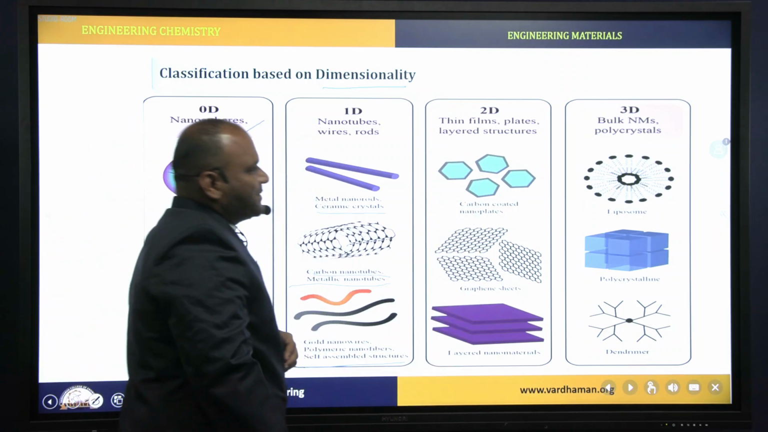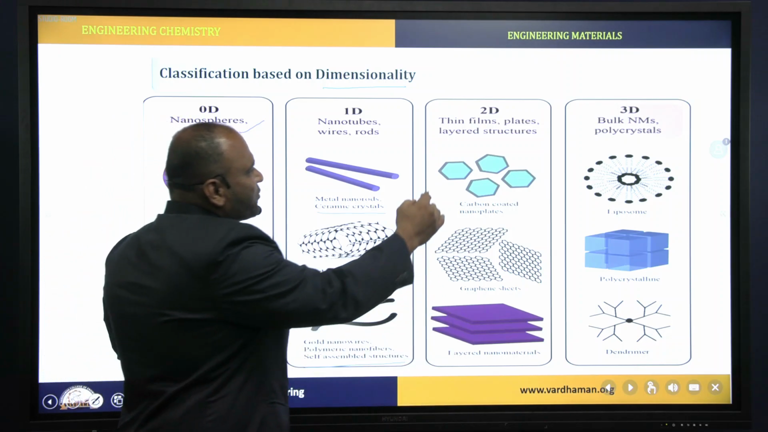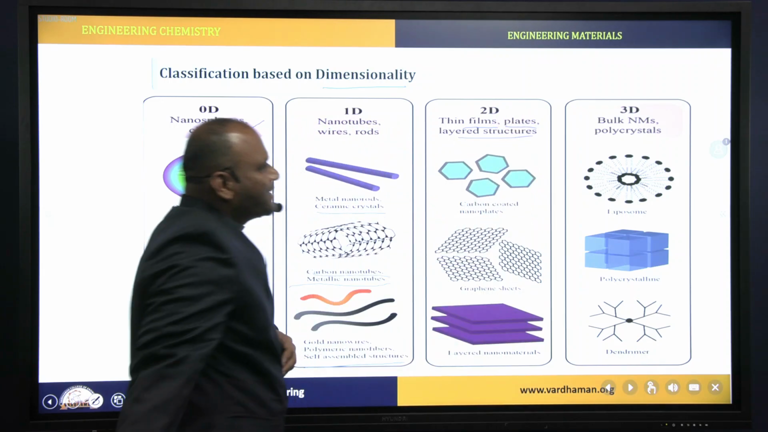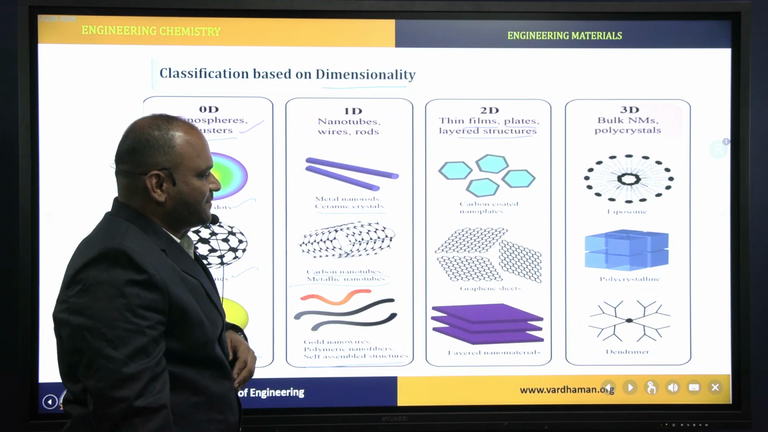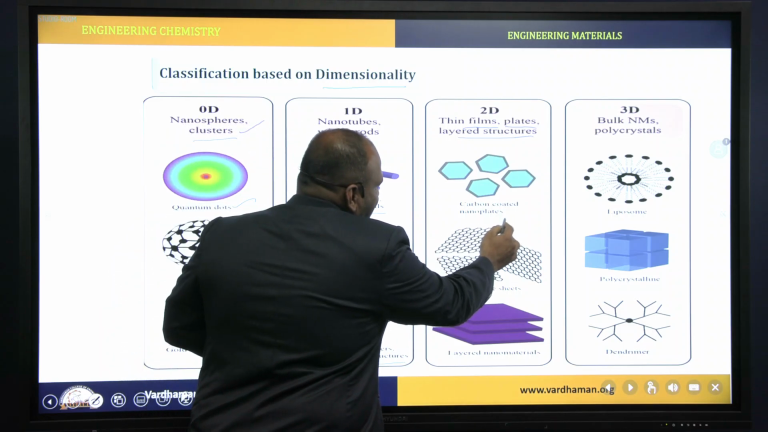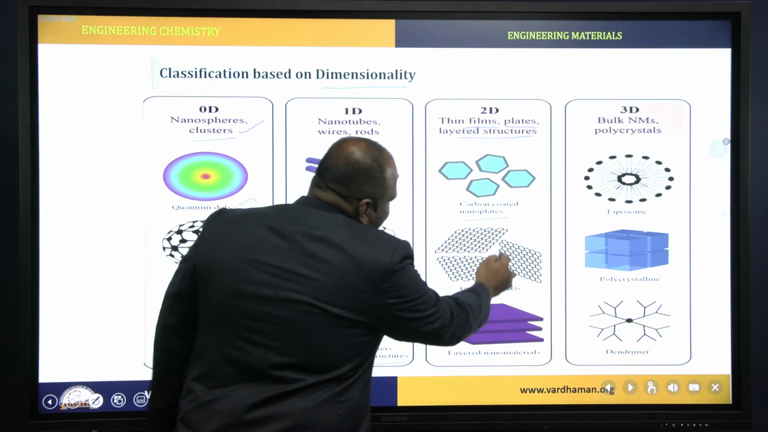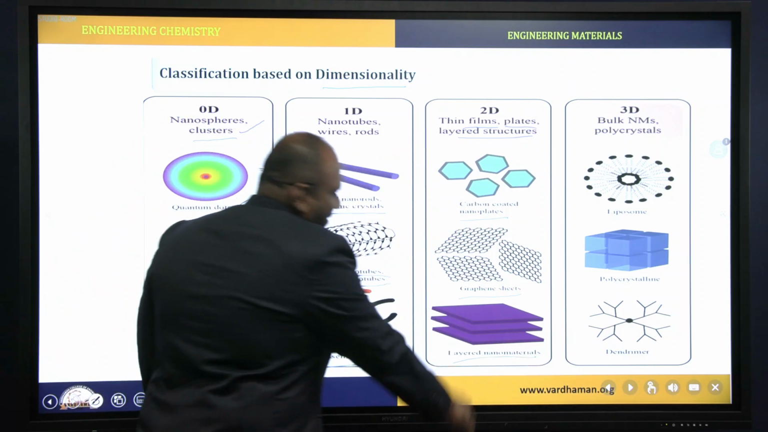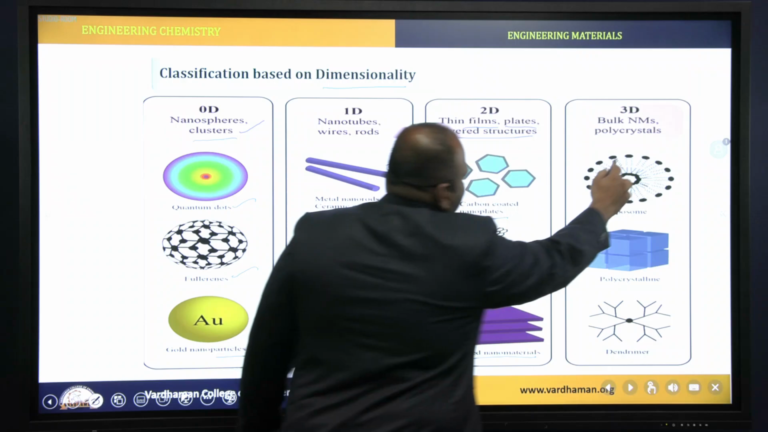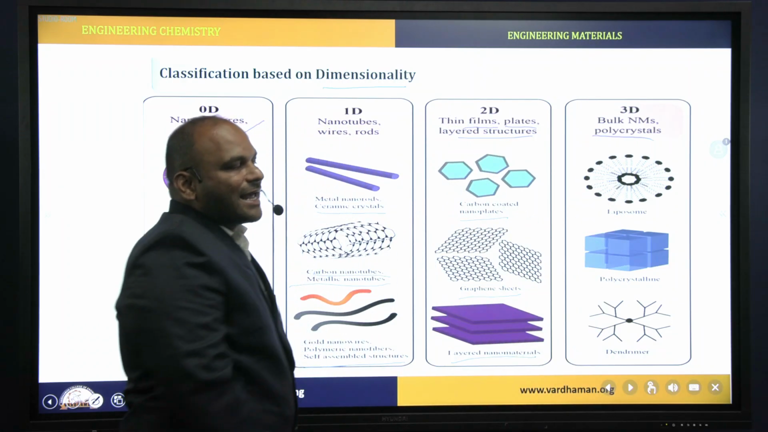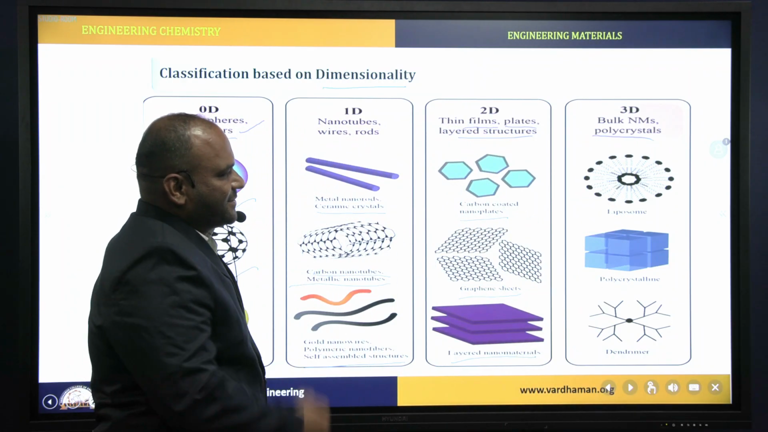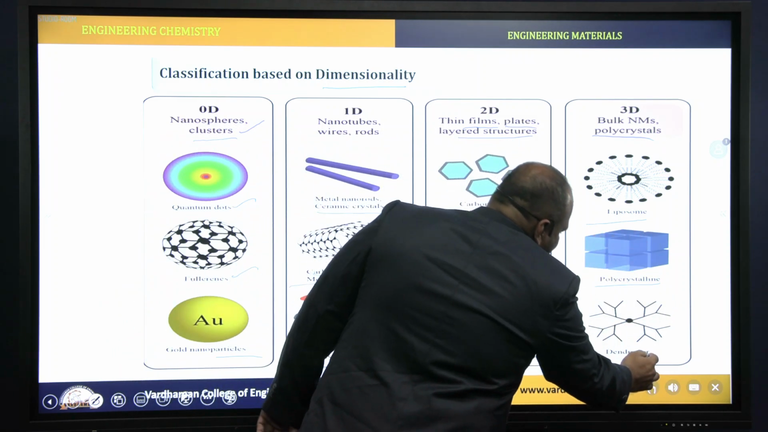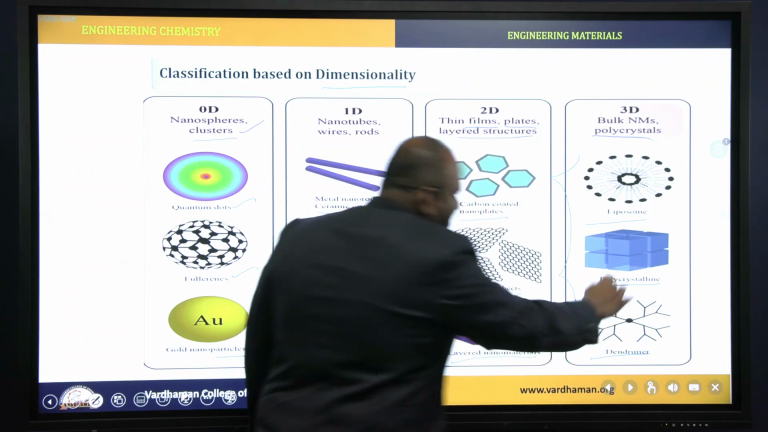Next, two-dimensional nanomaterials. These look like films. Thin films, plates, layered structures come under two-dimensional nanomaterials. Examples: carbon-coated nanoplates, graphene sheets, and other layered nanomaterials. Three-dimensional nanomaterials are bulk nanomaterials or polycrystals. Examples: liposomes, polycrystallines, dendrimers. These all come under three-dimensional nanomaterials.